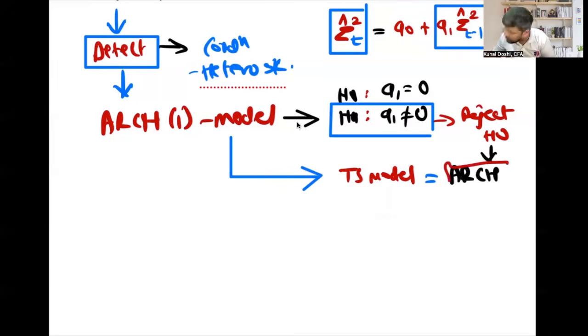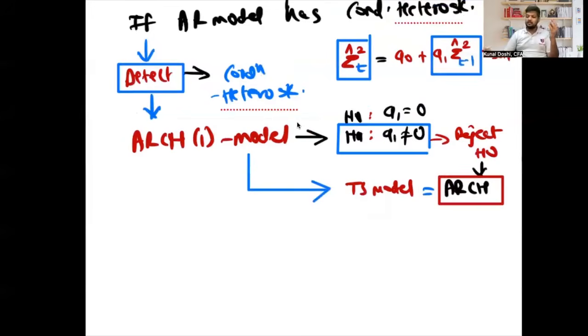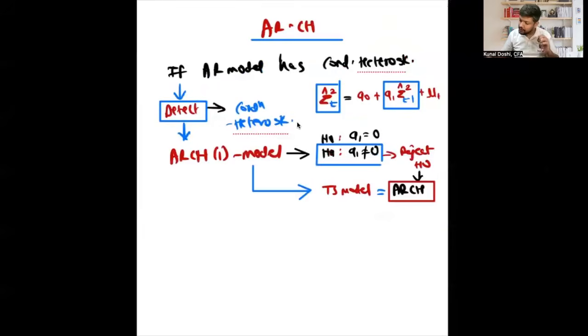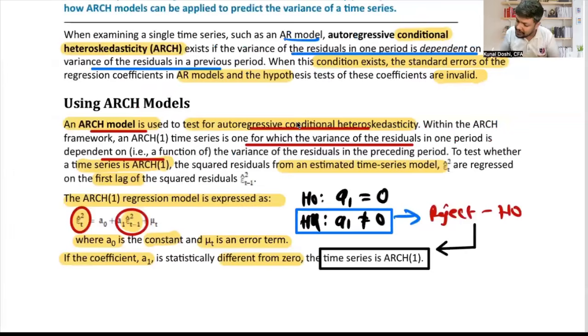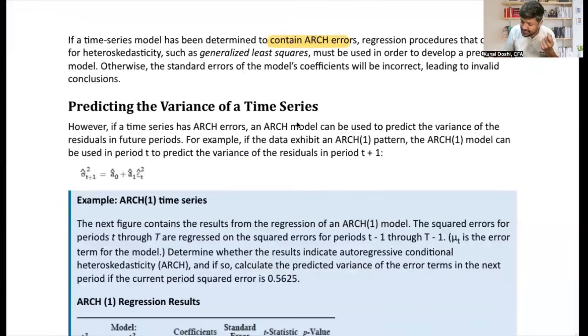So I can't use the model until I fix it. Correct, everyone? We can't use the model, right? If a time series model has been determined to contain ARCH, we already said that there is heteroskedasticity and therefore we can't use the model. So once I detect it, I can't use it. So what is the solution? The solution is what we are talking about.